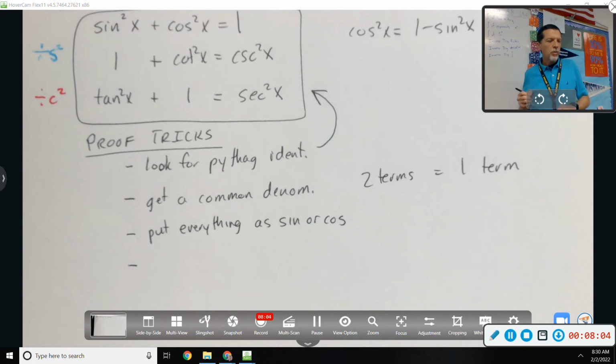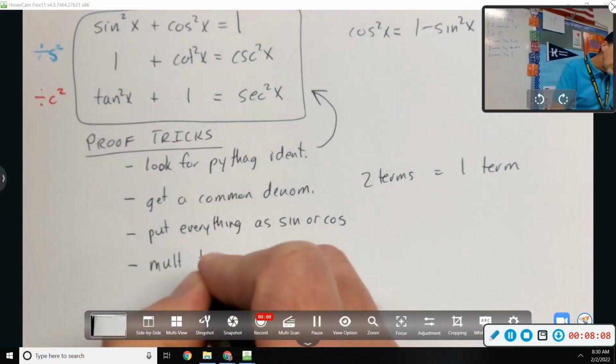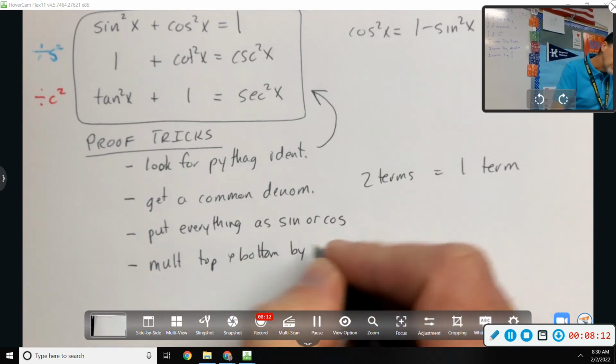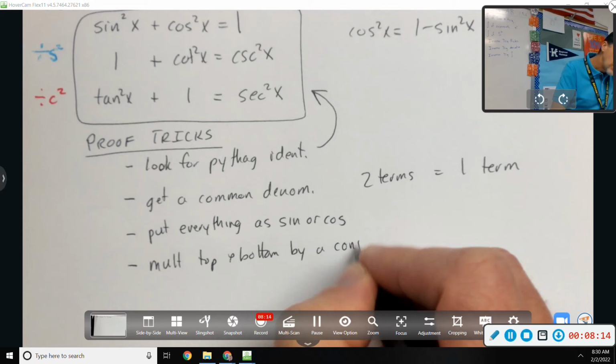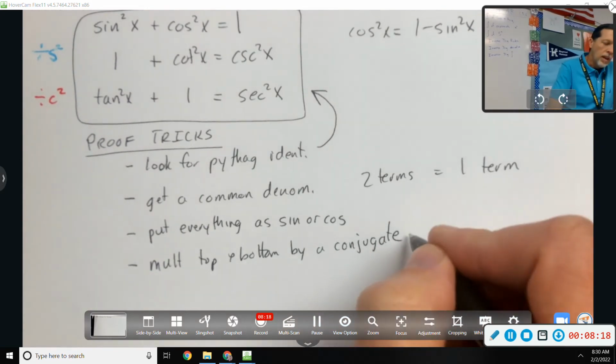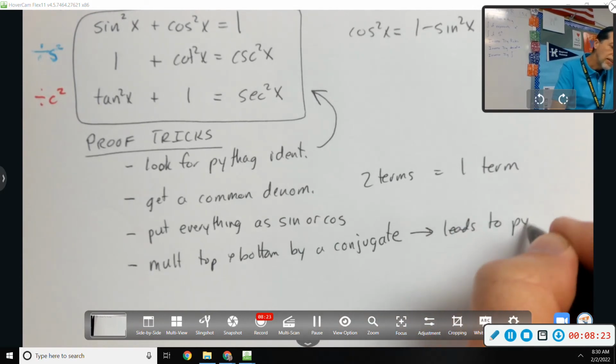And then there was only one more that I thought of. Multiply top and bottom by a conjugate, because that usually leads to a Pythagorean identity.